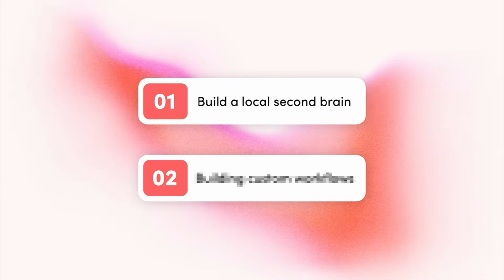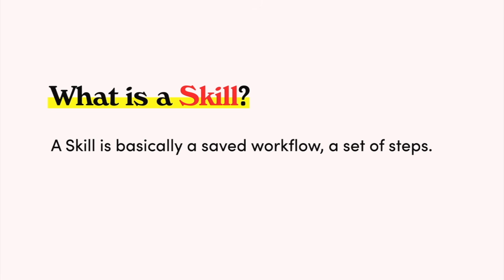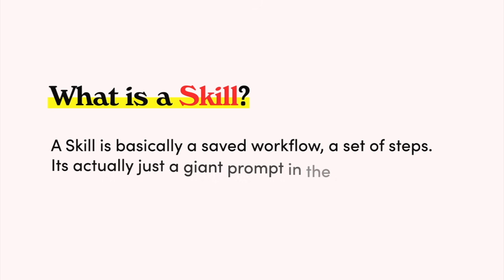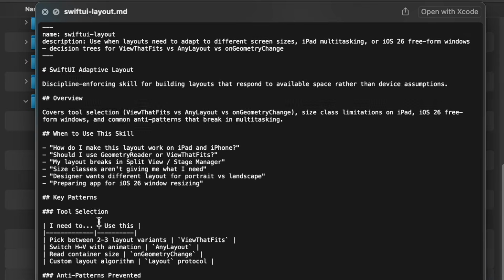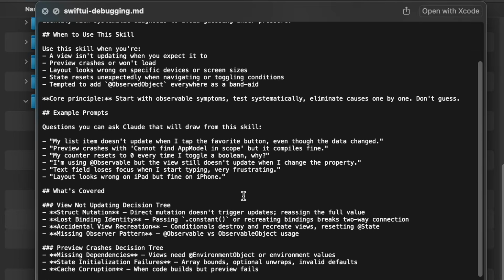Now, step 2 of this whole thing is building custom workflows. Once you have this second brain and this real context that you have, you can do so many interesting automations off of it, and it just gets really fun. Claude Code has something called skills, and a skill is basically a saved workflow, a set of steps, and all of this is actually written by Claude itself. It's actually just a giant prompt in a markdown file, but it's written in a way that Claude knows how to execute those steps every single time consistently.